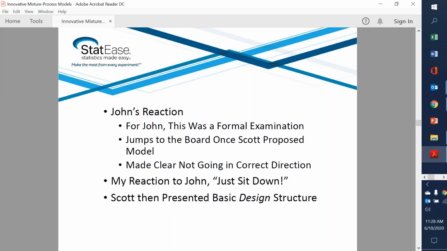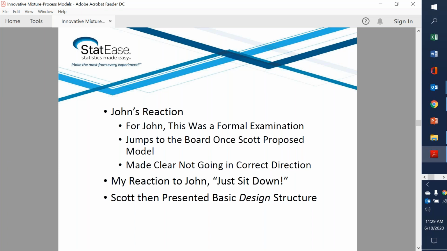Okay, well, John's reaction. First, John, this was a formal examination, so he was out to kill bears. He jumped to the board once Scott proposed the model and made clear we're going in the wrong direction, absolutely the wrong direction. Fortunately, John and I are very good friends. I'm junior, very junior, I'm a brand new associate professor. I say, John, just sit down, literally like that, just sit down. And he did, and he did. That was cool.